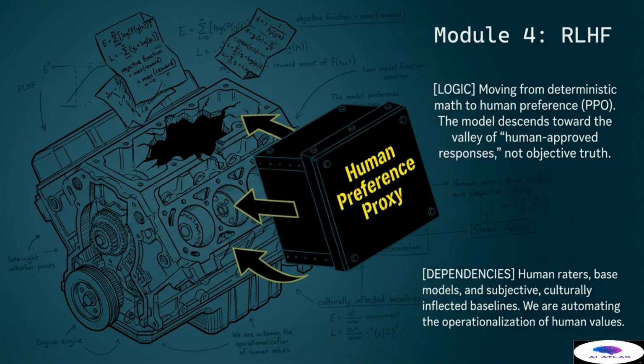The dependencies here are significant because the process relies on human raters' base models and subjective, culturally inflected baselines. We are asking the model to learn what we like rather than what is objectively true. This makes the model much more conversational and helpful, but it also shifts the goalpost. The model is no longer just a statistical engine, it is now a reflection of the collective preferences of the people who rated its outputs. This is how we align models with human expectations and safety guidelines, but it introduces a new layer of subjectivity that can be difficult to measure or control with traditional mathematical tools.